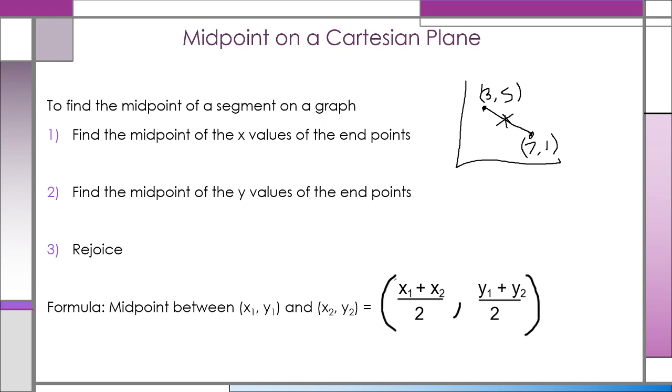We take our two x's and find the middle, which is this right here, x1 plus x2 divided by 2. Take our two y's and find the middle, y1 plus y2 divided by 2, and we put them in a point. And once again, it doesn't matter whether you do x2 or x1 first because you're adding. You can do it in any order you want.